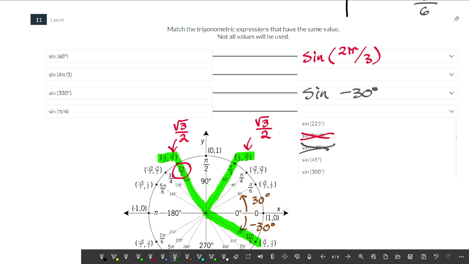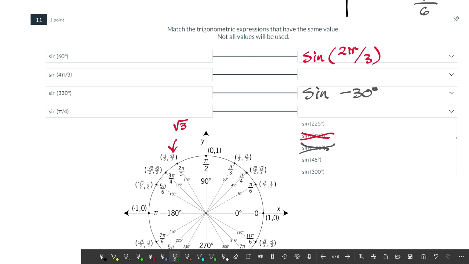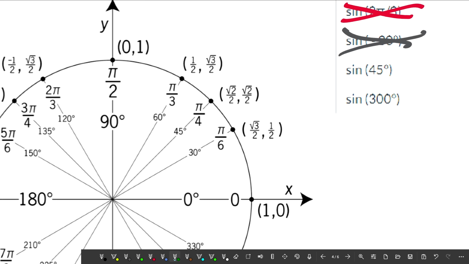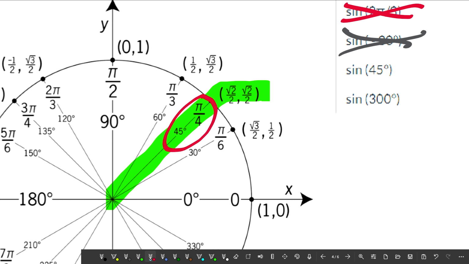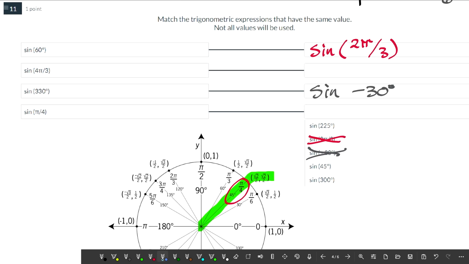All right, another pretty simple one is, let's talk about sine of pi over 4. If you look at the unit circle, it's getting kind of crowded. Let me erase some of this. If you look at sine of pi over 4, we're talking about this angle right here. Now, pi over 4, you can see here, is equivalent to 45 degrees. So they have the same sine then. So sine of 45 is equivalent to sine of pi over 4. So that one's pretty simple. Sine of pi over 4 is sine of 45.